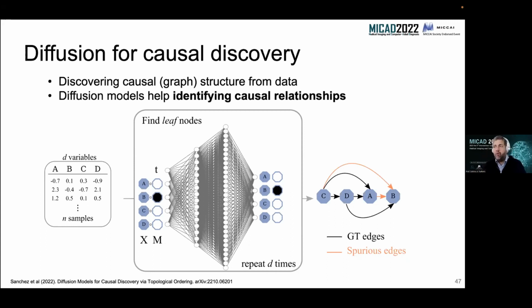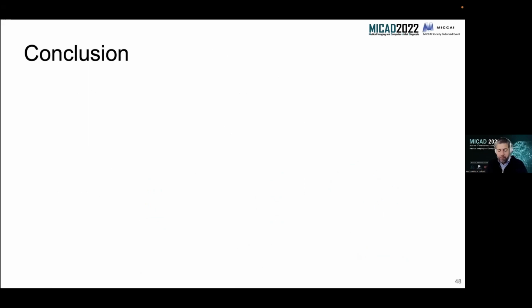So to conclude, I started with something about what generative models are. Then we went to diffusion models, and I showed you several examples on the medical image and medical image analysis frontier. And I showed you that they can even be applied within the realm of causality.